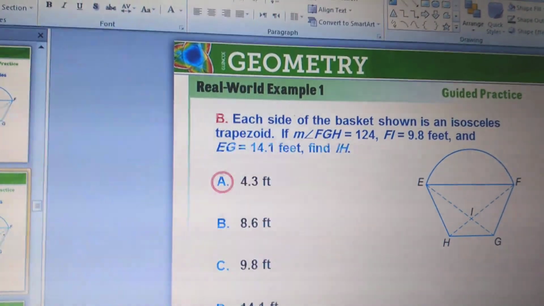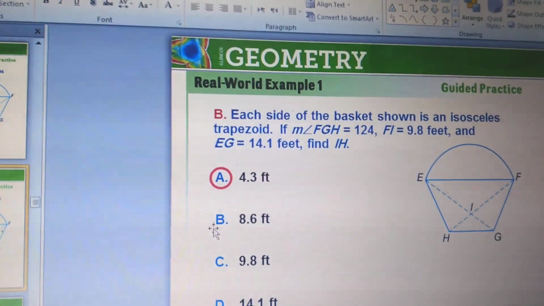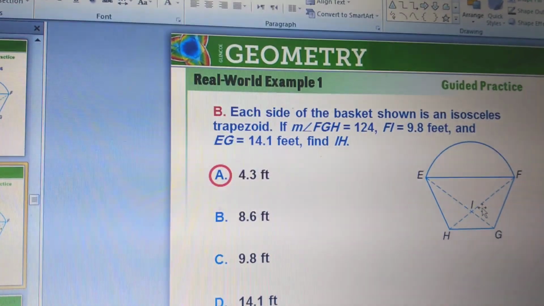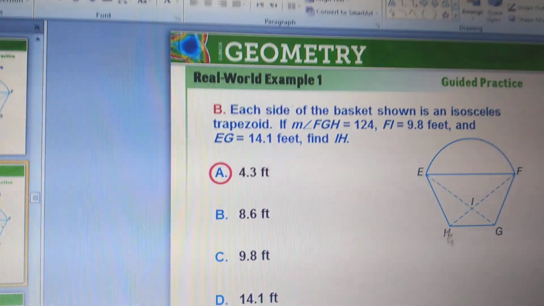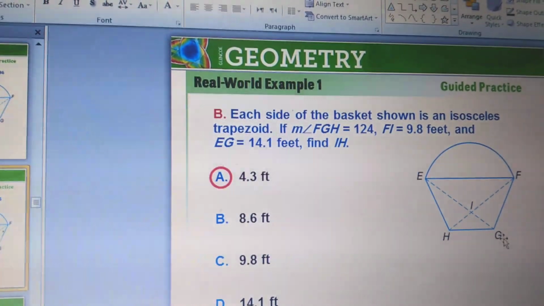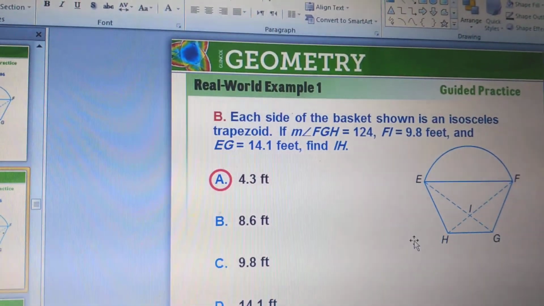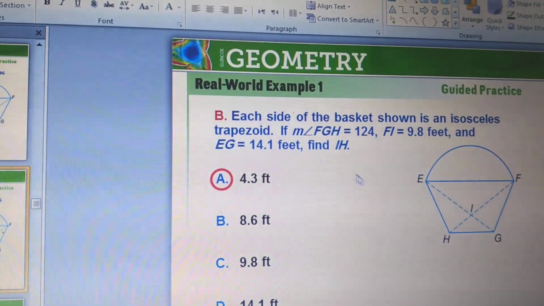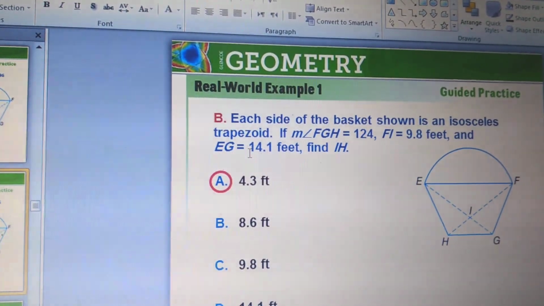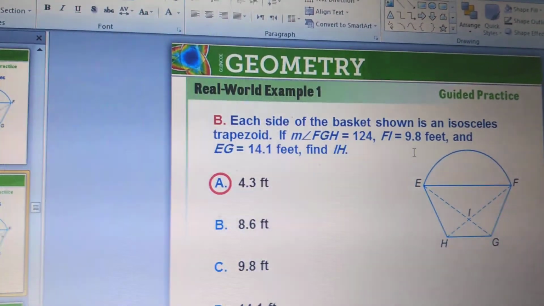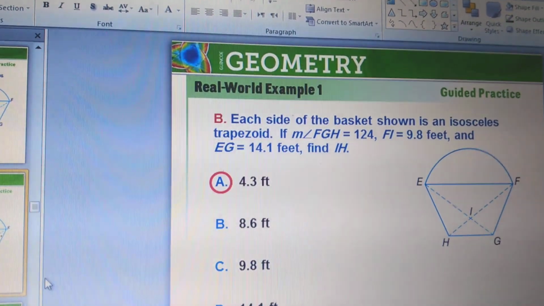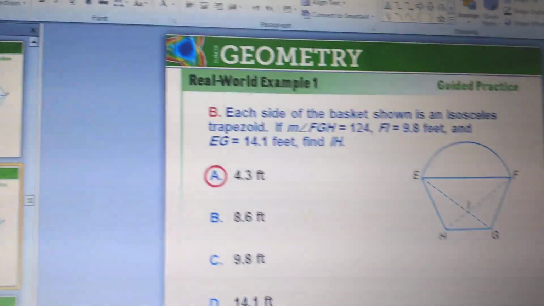So this question is the same. You want me to find IH. IH will be equal to IG because diagonals are congruent. This means it is 4.3. How do I know it? 14.1 minus 9.8. You get the answer directly.